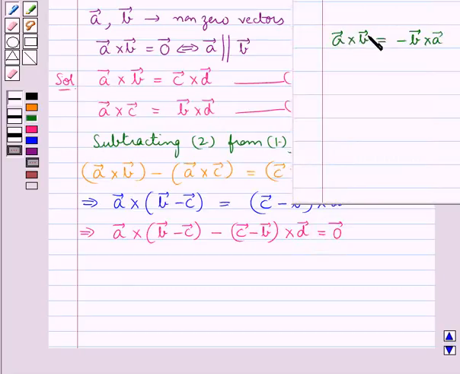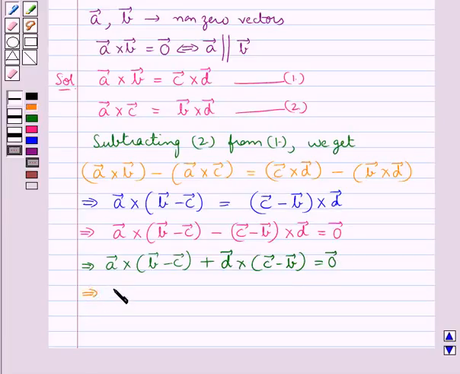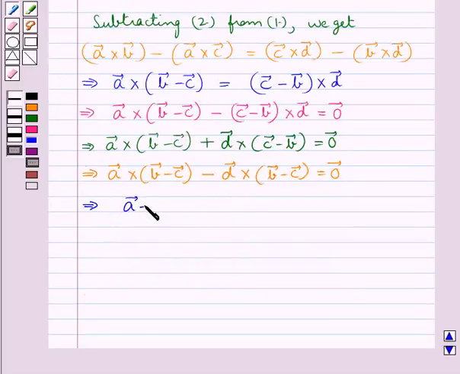Since we know that vector A cross vector B is equal to minus vector B cross vector A, this would further give us vector A cross vector B minus vector C the whole plus vector D cross vector C minus vector B the whole is equal to zero vector. Or you can say vector A cross vector B minus vector C the whole minus vector D cross vector B minus vector C the whole is equal to zero vector. This gives us vector A minus vector D the whole cross vector B minus vector C is equal to zero vector.